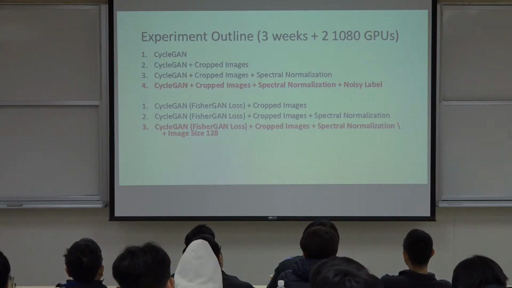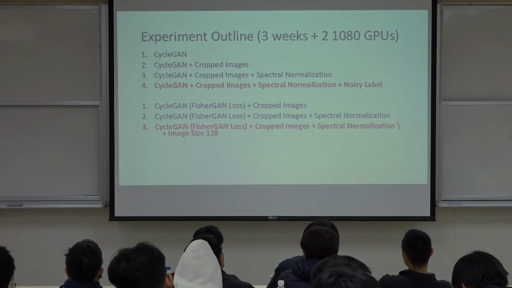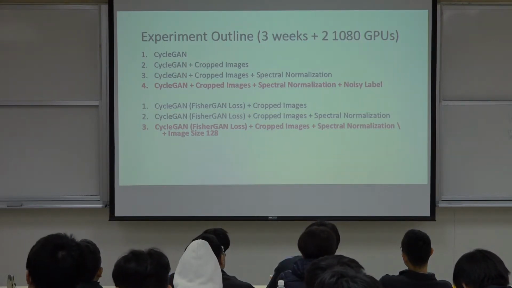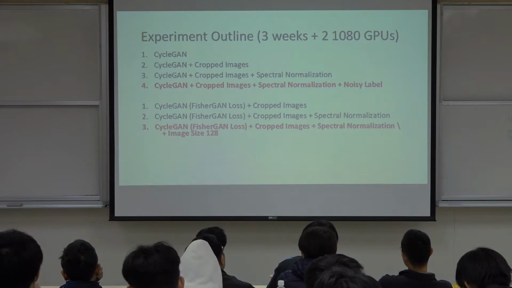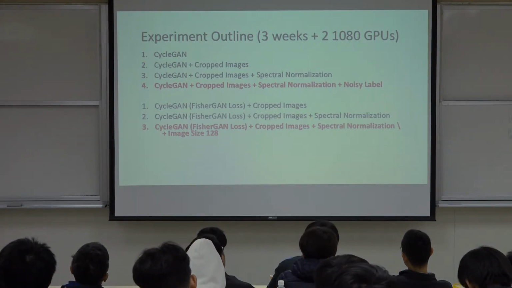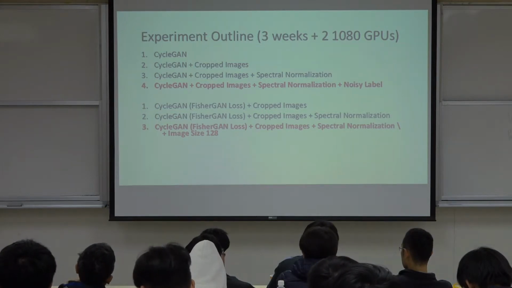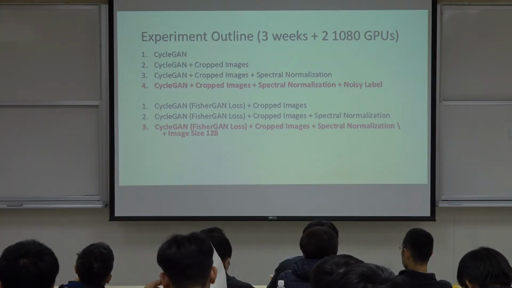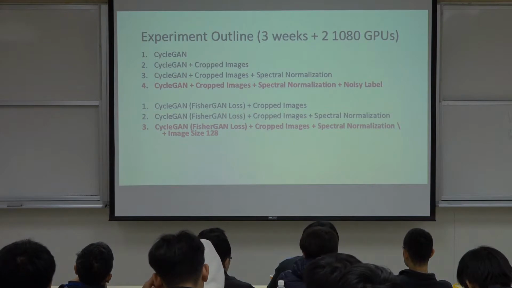And for experiments 5 to 7, we based on the CycleGAN with FisherGAN loss, and we also tested it by accumulating some different techniques. The experiment highlighted in red is the best model corresponding to its base CycleGAN model. So we'll show their results one by one.